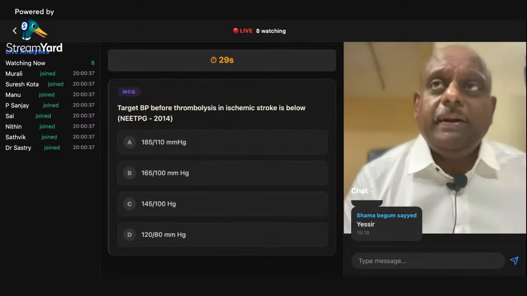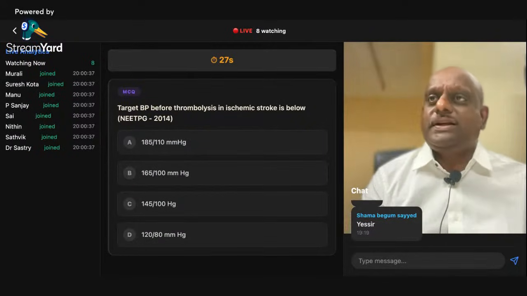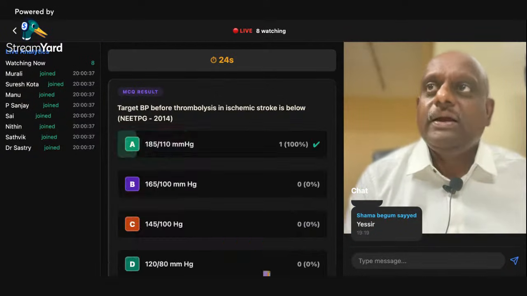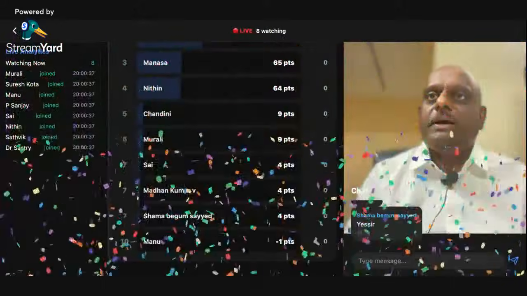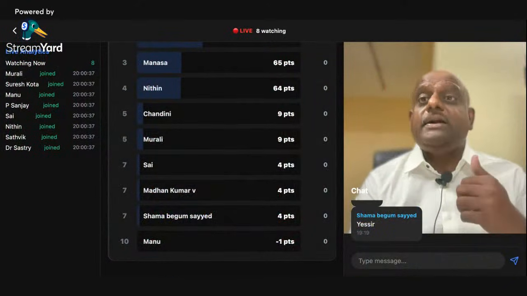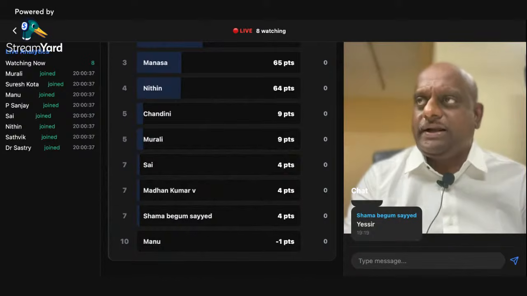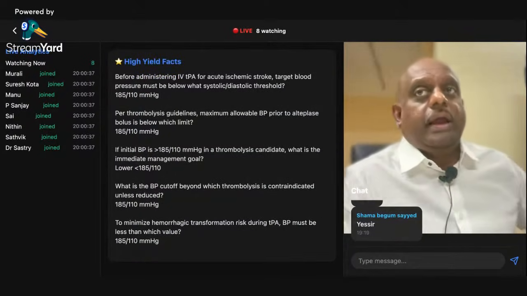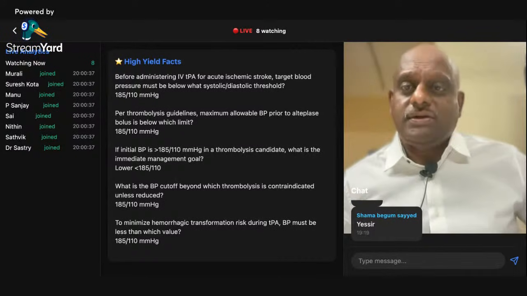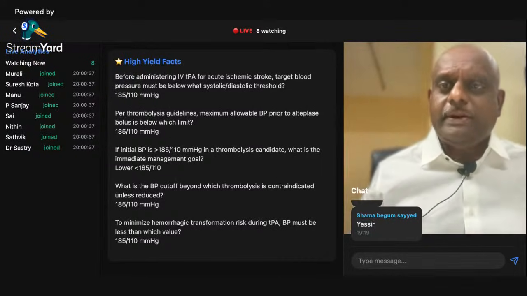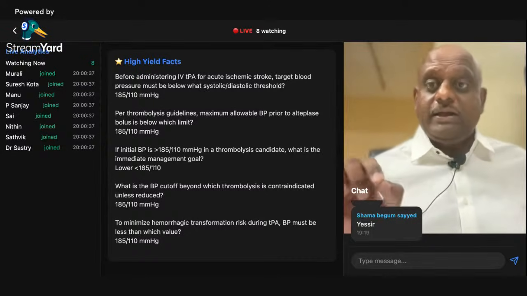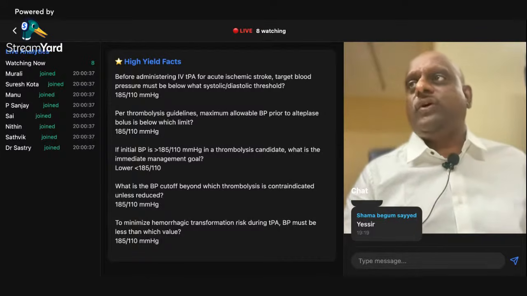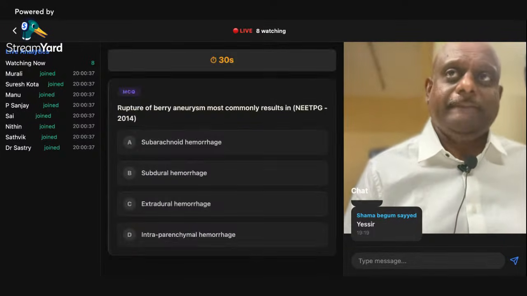Now, target BP before thrombolysis in ischemic stroke. How much should the blood pressure be? So, we need to remember 185 by 110 is considered to be the target blood pressure. According to the thrombolytic guidelines, the maximum allowable BP prior to giving the alteplase is 185 by 110, the golden figure.